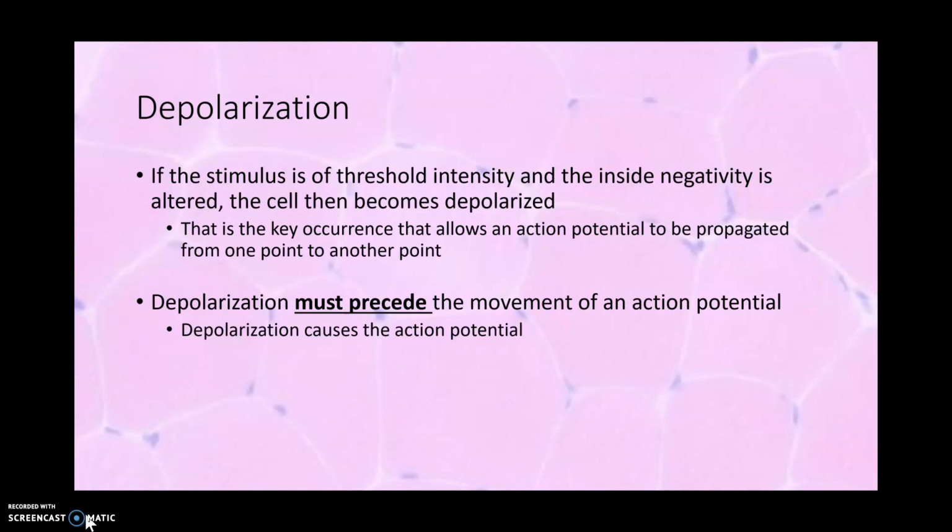So there are different stimuli that can alter this positive-negative relationship. If the stimulus is of threshold intensity and the inside negativity of the cell is altered, then that cell becomes depolarized. That's the key occurrence that allows an action potential to be propagated from one point to the other. Depolarization must precede the movement of an action potential. So ultimately, depolarization is causing this action potential, so causing the signal going from one cell to the other.